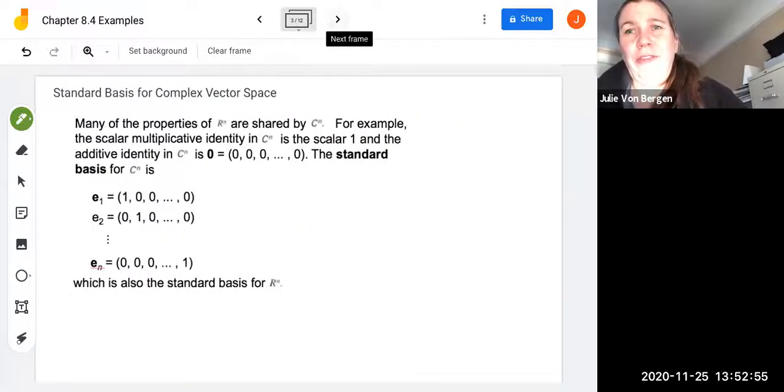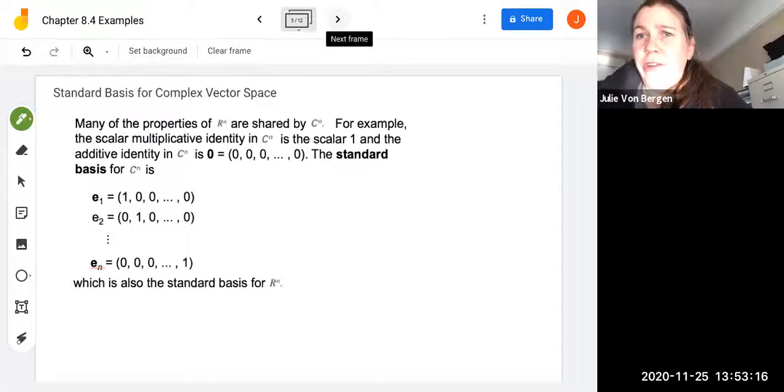So let's take a look at a standard basis for a complex vector space. Many of the properties of our n-dimensional real numbers are shared by the n-dimensional complex numbers. For example, the scalar multiplicative identity in the n-dimensional complex numbers is the scalar 1, and the additive identity in the n-dimensional complex numbers is the 0 vector, which is just 0 in n dimensions.